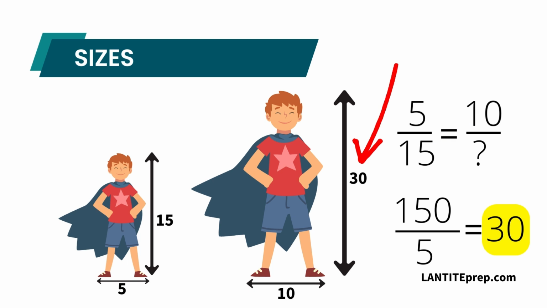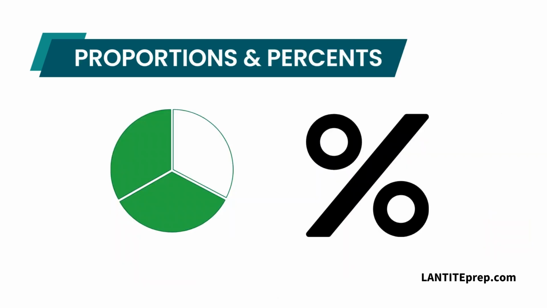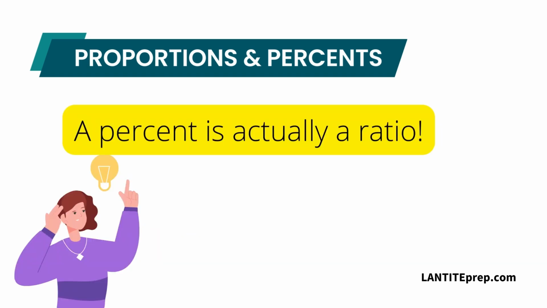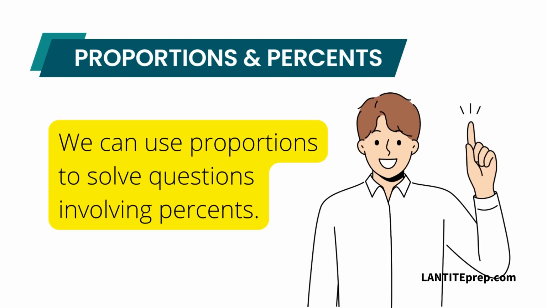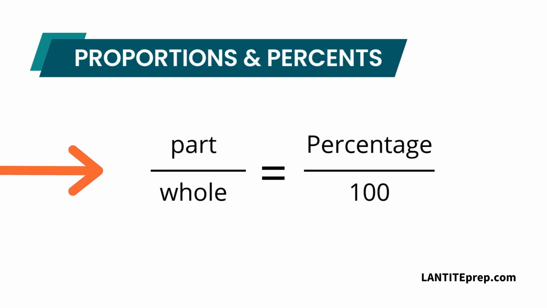Moving on, you might also receive a question on test day that asks you to use proportions to solve percents. Keep in mind that a percent is actually a ratio. This means that saying 35% is actually saying 35 per 100. Keep in mind that we can use proportions to solve questions involving percents. To do so, we'll want to write this proportion like this. Part over whole is set equal to percentage over 100. You're doing great.